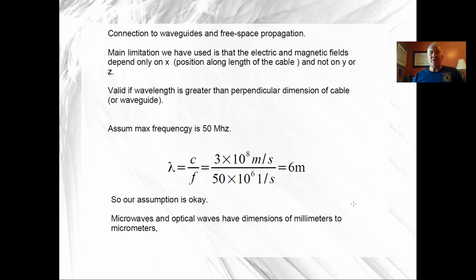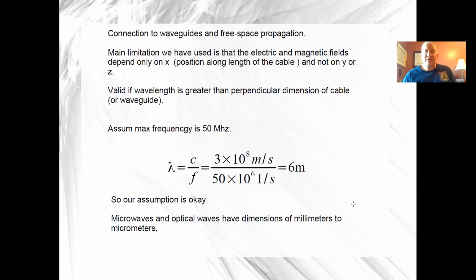A wire or a coaxial cable is just a special case of a waveguide. So the main limitation is that we have assumed the electric and magnetic fields depend only on x, the position along the length of the cable, and not on y or z. This is only valid if the wavelength is greater than the perpendicular dimension of the cable or waveguide.